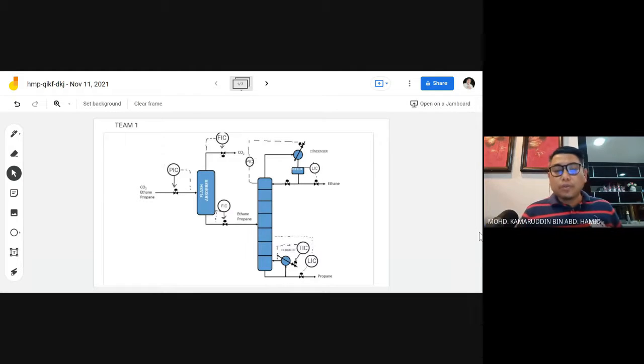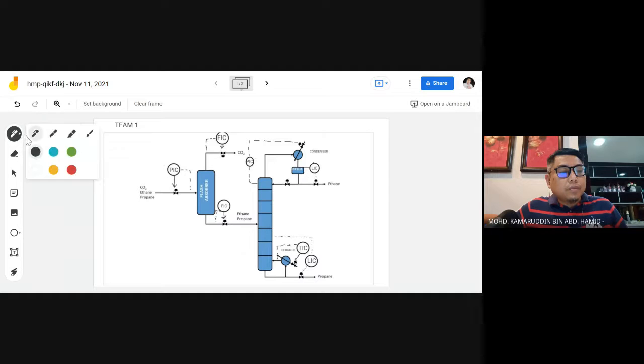Okay, so team number one has a flash system and a distillation column. They have CO2 in the feed, followed by methane and also propane. Since you have CO2 here, it is easy to remove it through flash, and you cannot use a distillation column since CO2 is a non-condensable gas.